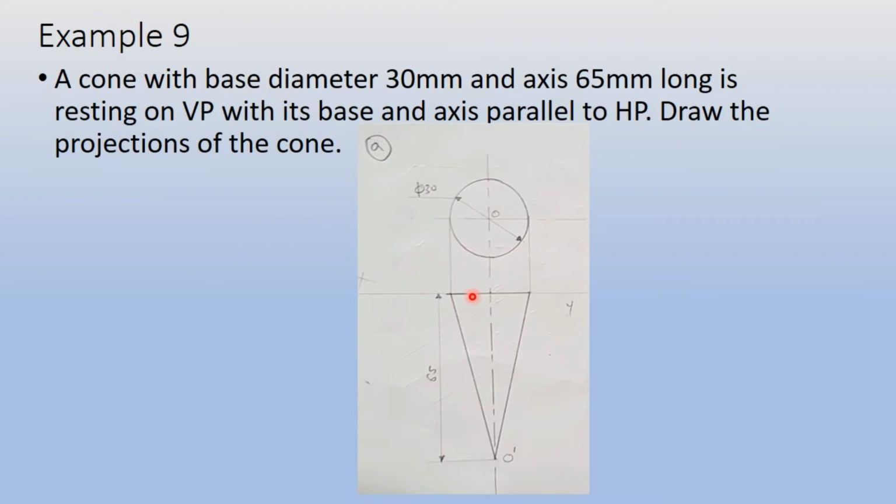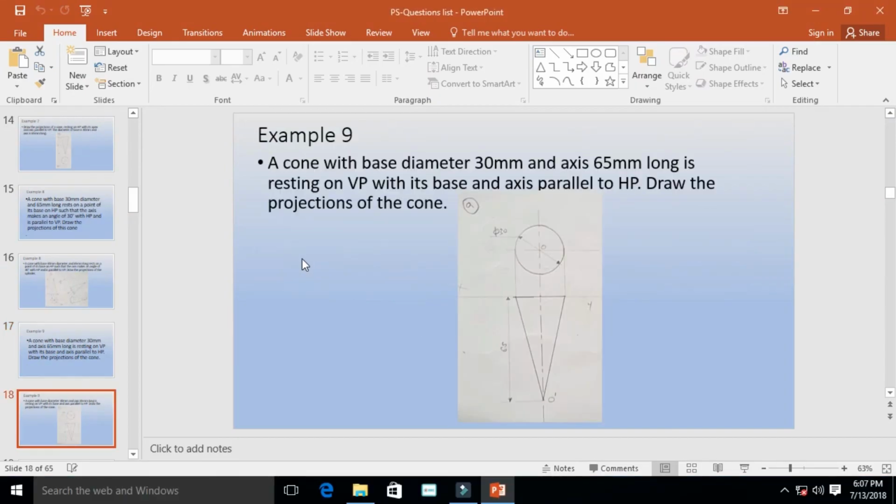When the cone is resting on the vertical plane, the front view will be a circle and the top view will be an inverted triangle.